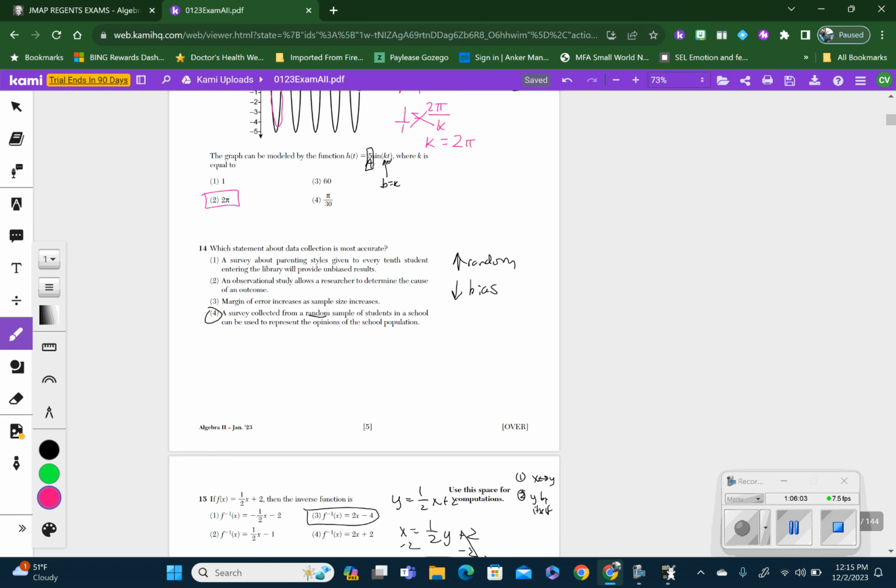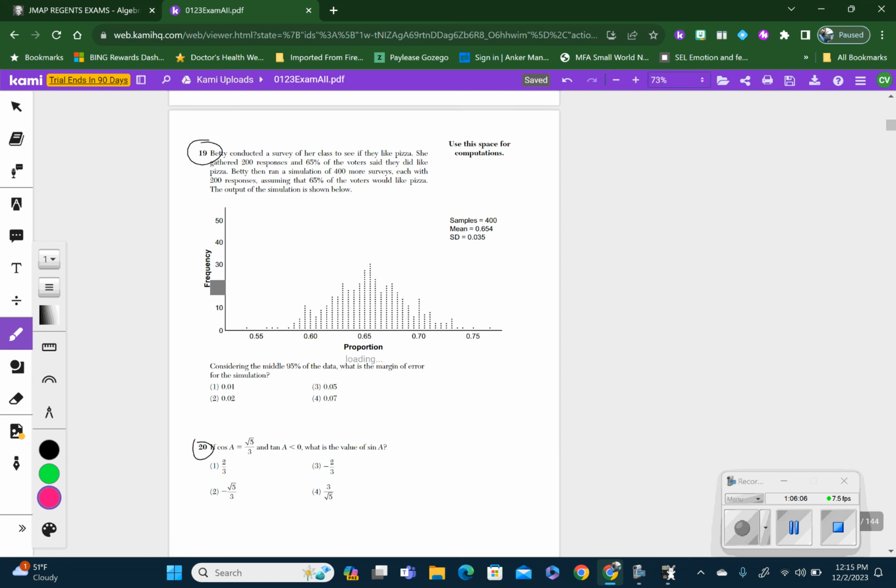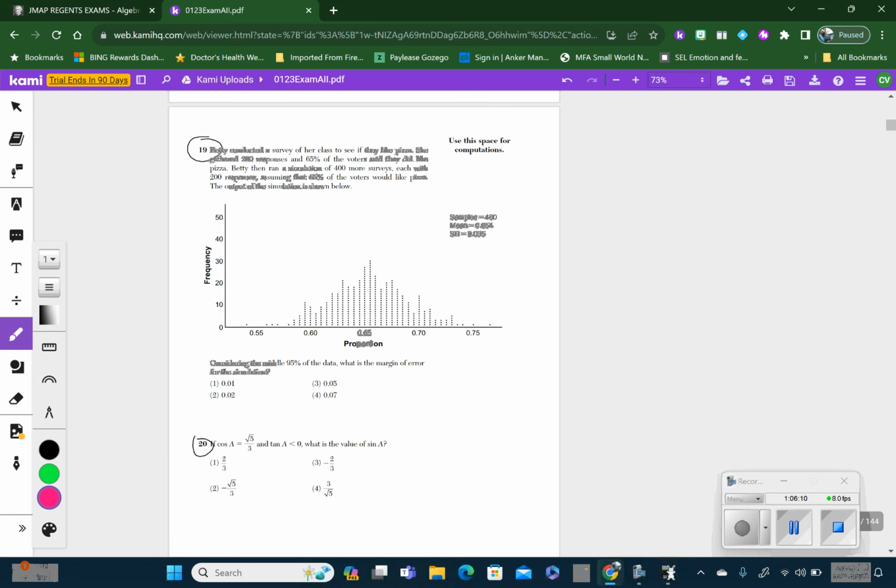I'm trying to see if there's any other ones that are pretty straightforward. Margin of error. This is pretty straightforward. So the margin of error, I'm just going to go through this with you, is just going to be 2 times your standard deviation. And they tell us that the standard deviation is right here. So 2 times 0.035, hit enter into the calculator.